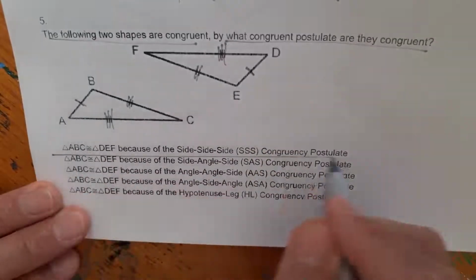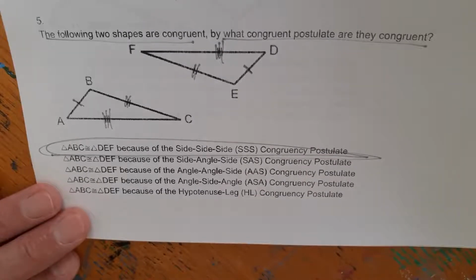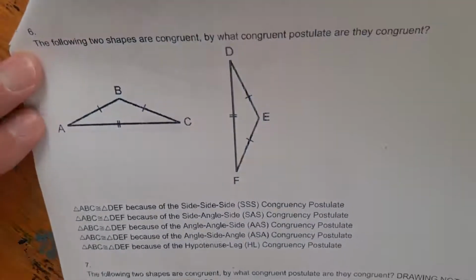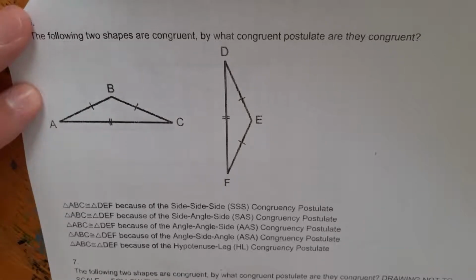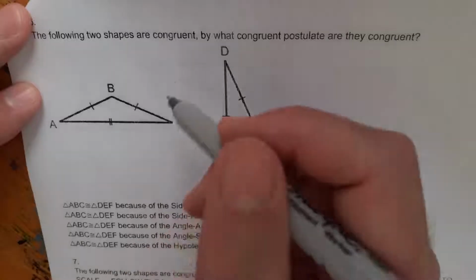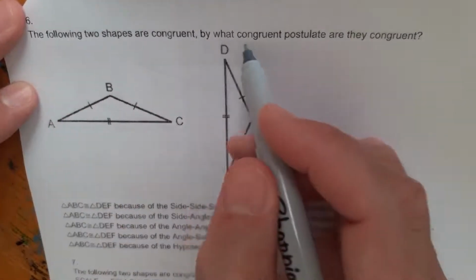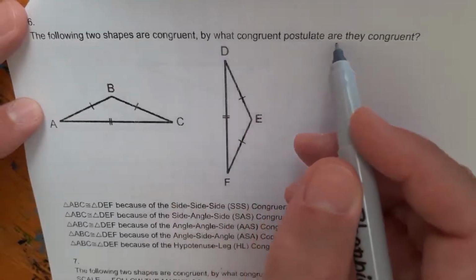So a little bit tricky because we already had this one in last lesson, so the first question they lead off with is a question from last lesson. So now we know two postulates, and there's the first one, side, side, side postulate, a congruency postulate. And we want to keep saying the full name, side, side, side congruency postulate. You can't just say side, side, side, because we're going to get to similarity postulates too, that sound very similar in name. So we're going to keep saying the word congruency postulate. The following two shapes are congruent. By what congruency postulate are they congruent?